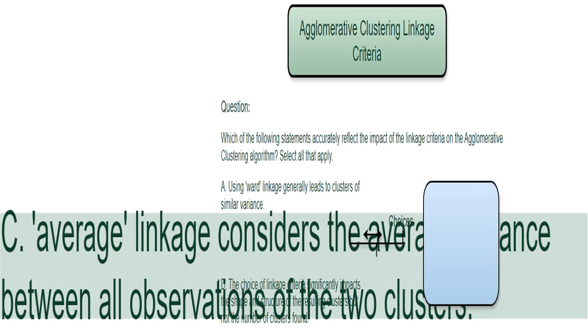Average linkage computes the average distance between all the data points in two clusters to determine how similar they are. I'm averaging out the noise to get a good idea of the general distance. It's a more balanced approach compared to complete or single linkage.